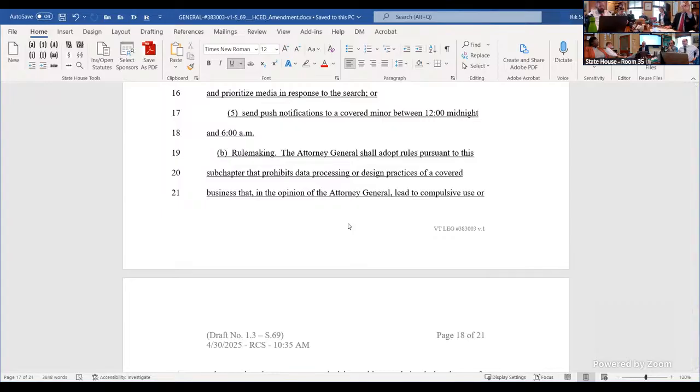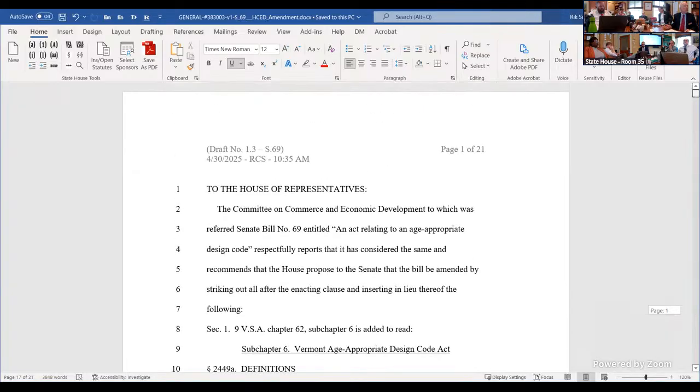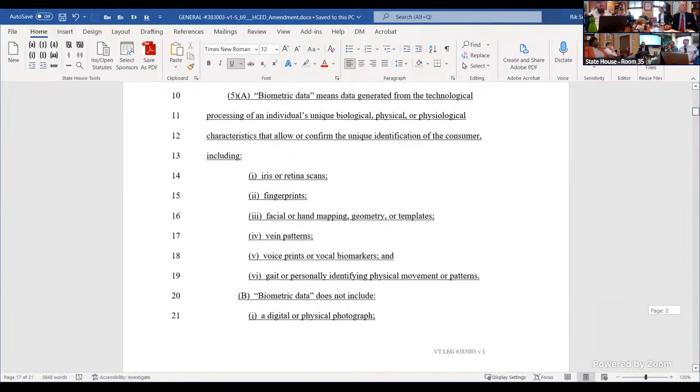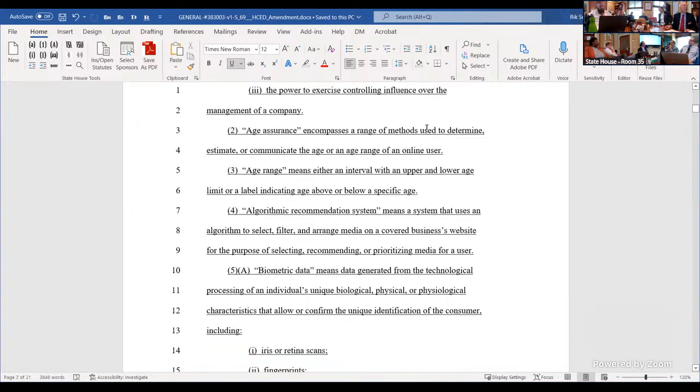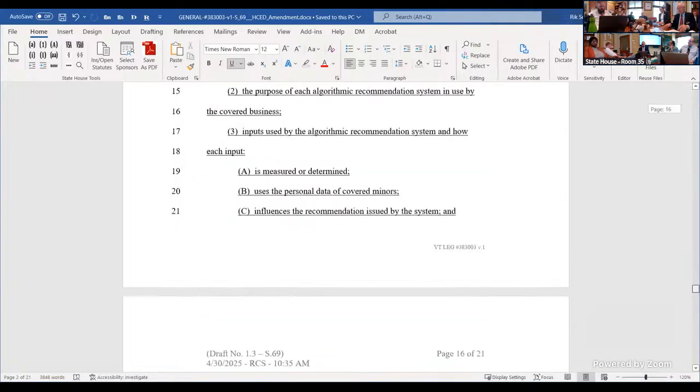I just remember the definition had a particular set of words that talked about age assurance methodology, and I suppose the rules would encompass that. I just didn't see the words and I didn't know what that was. It's pretty squishy, right? Encompasses a range of methods used to determine, estimate, or communicate the age or an age range of an online user. Yeah, I just didn't see it in the rulemaking authority.